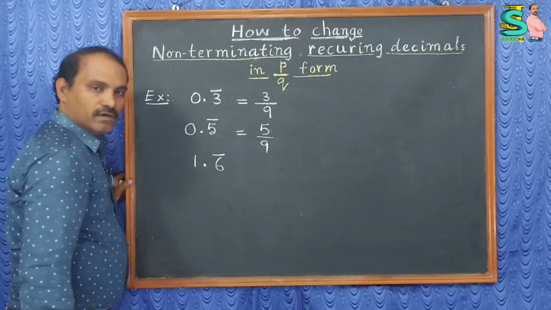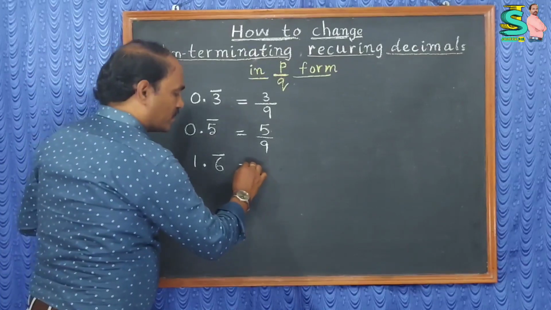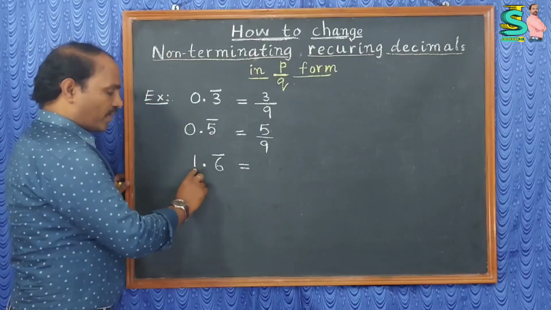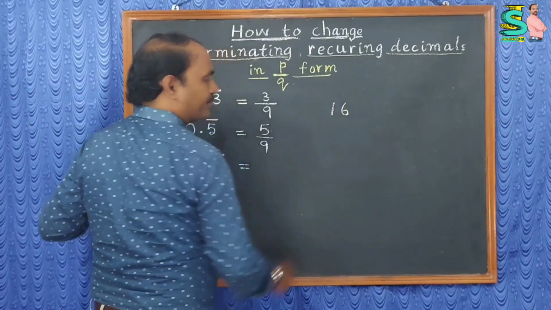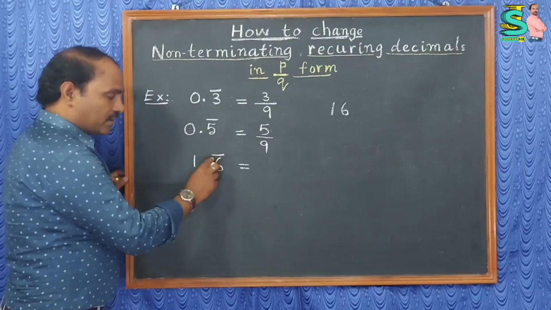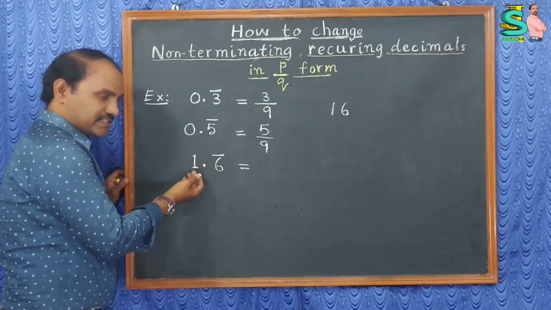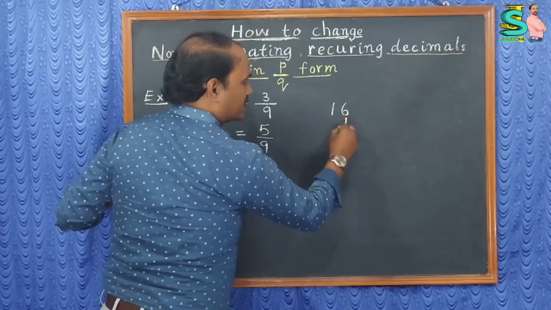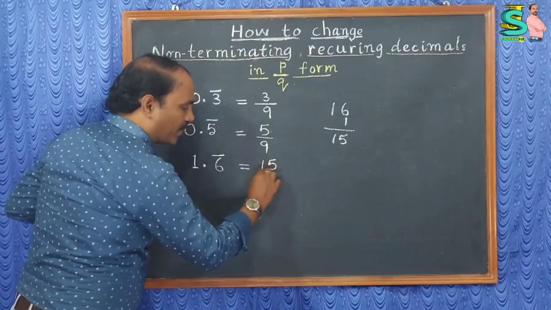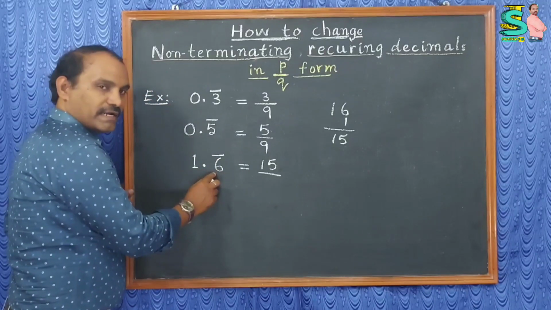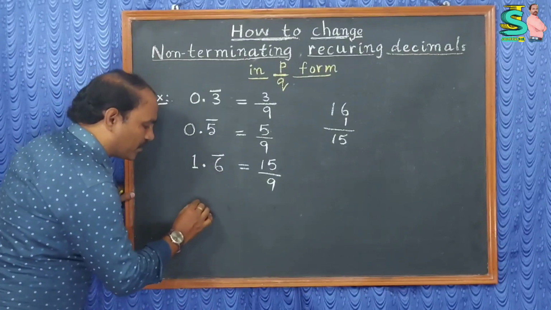Now 1.6 bar. What is the value of this one? Here we can write 16, since 1.6 is there. Then the digits which are not under the bar, you should subtract, that is 1. So 15. The answer is 15 by, under the bar only one digit is there, so 9. Okay.